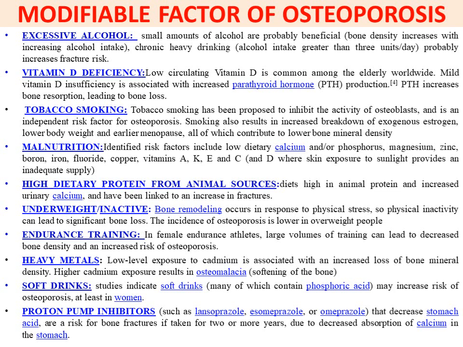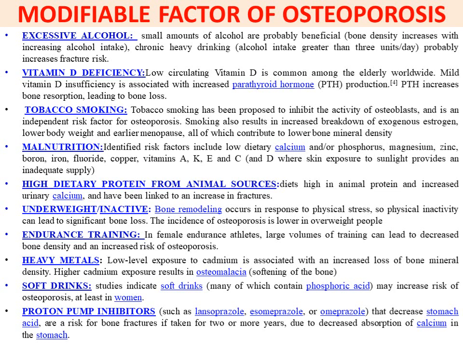Low circulating vitamin D is common among elderly people. Mild vitamin D insufficiency is associated with increased parathyroid hormone production. Parathyroid hormone, PTH, increases bone resorption, leading to bone loss. So you should notice here, bone resorption causes bone loss. Next, tobacco smoking. Tobacco smoking has been proposed to inhibit the activity of osteoblasts and is an independent risk factor for osteoporosis.